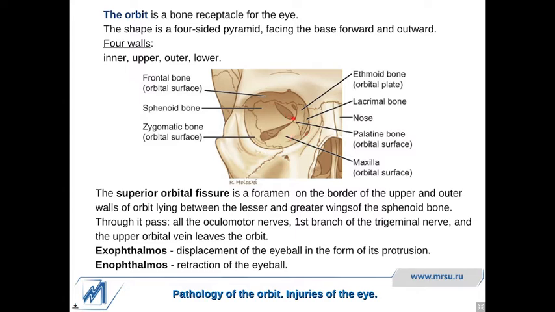There are two conditions which you need to know during this lecture. It is exophthalmos and enophthalmos. Exophthalmos is a displacement of the eyeball forward, its protrusion. Enophthalmos is retraction of the eyeball inside the orbit. Exophthalmos is outside the orbit.